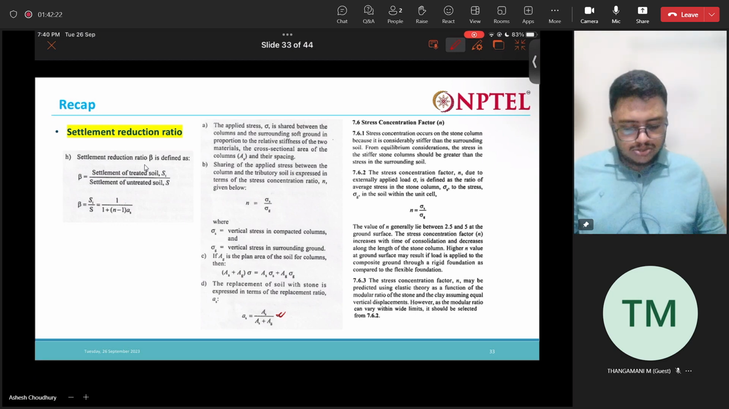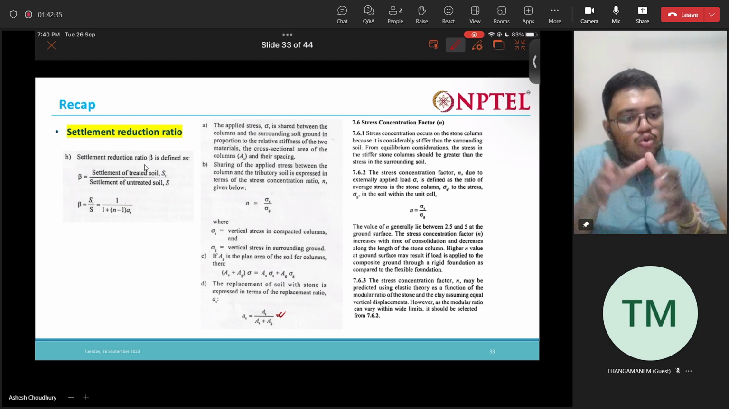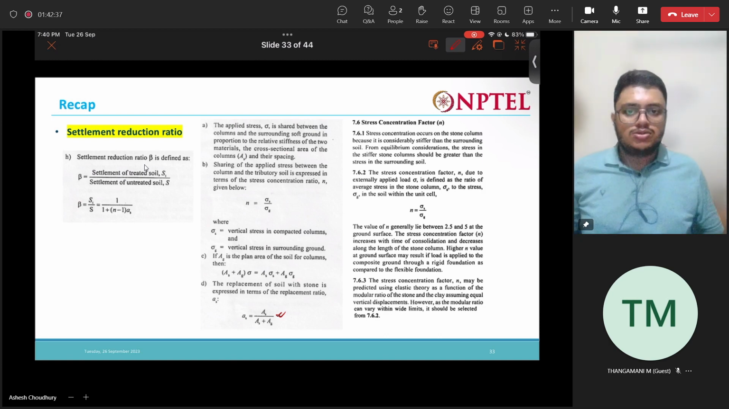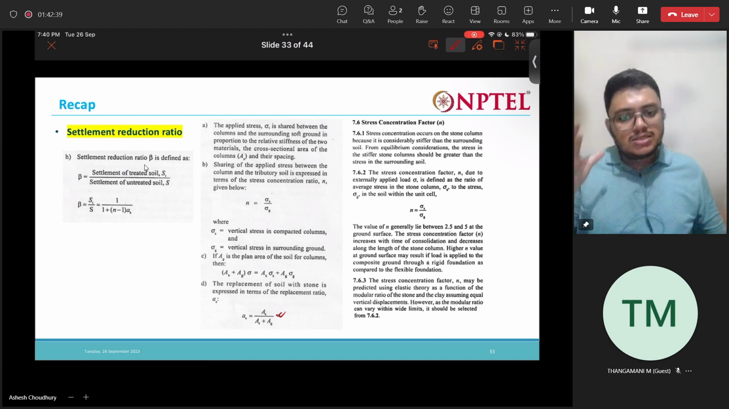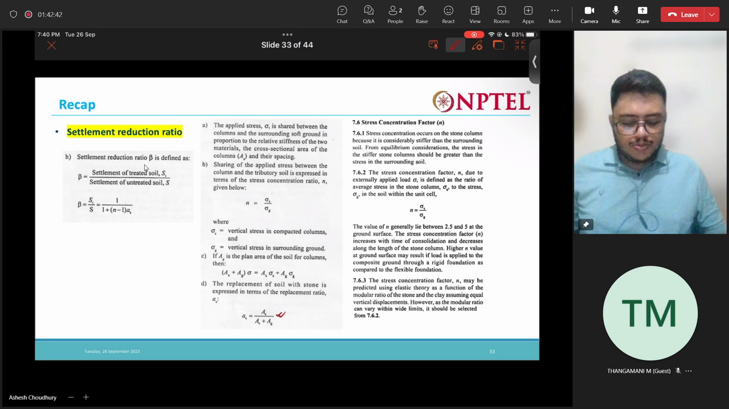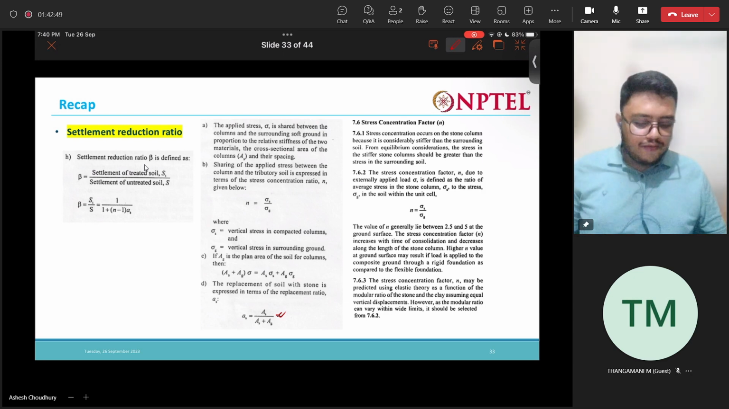Okay, so what is the stress concentration factor? Let us see. Stress concentration occurs on the stone column because the stone column is considerably stiffer than the surrounding soil, right? So because of this, stress concentration will occur on the stone column. From equilibrium consideration, the stress in the stiffer stone column should be greater than the stress in the surrounding soil.